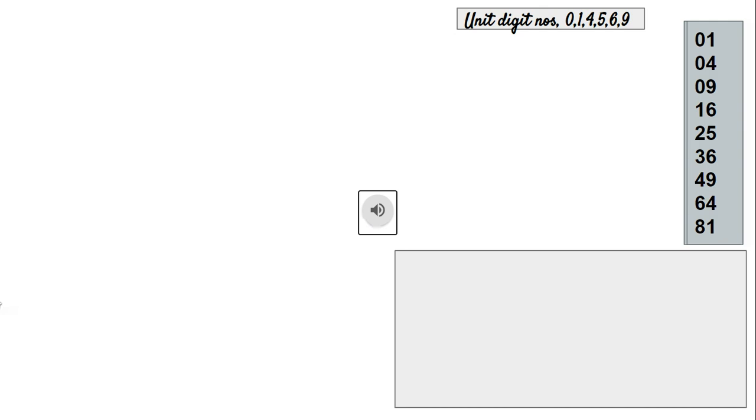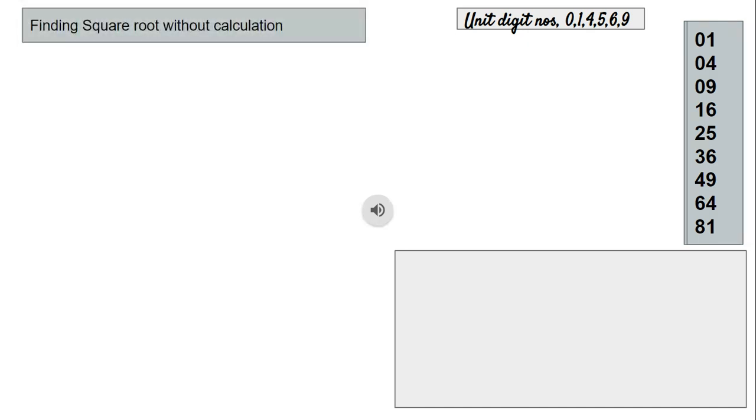Here we are finding the square root of any number without calculation, within 2 seconds. Before starting, we should know the unit digits of the numbers that come. For example, 0 comes as 0, isn't it? 1 and 9, the unit digit will be 1. 4 and 6, it will be 4. 5 is always 5. Then 6 and 4, always 6. 9 and 1, it is always 9.